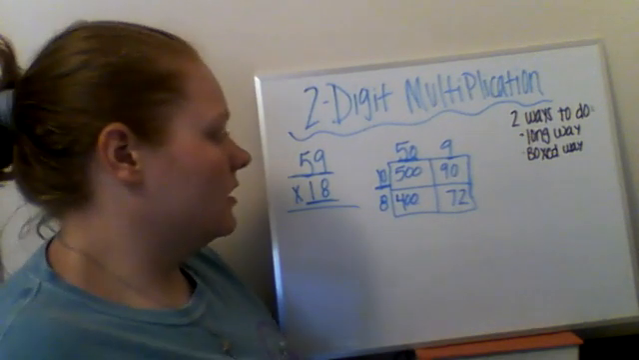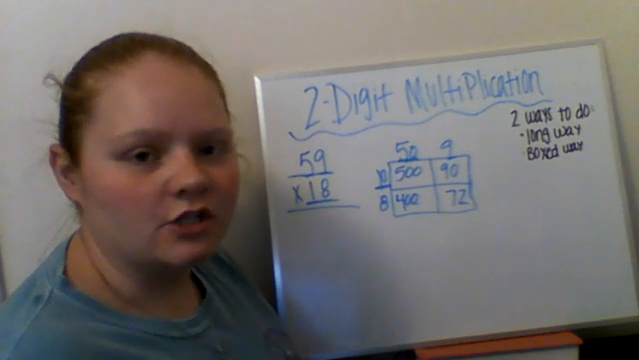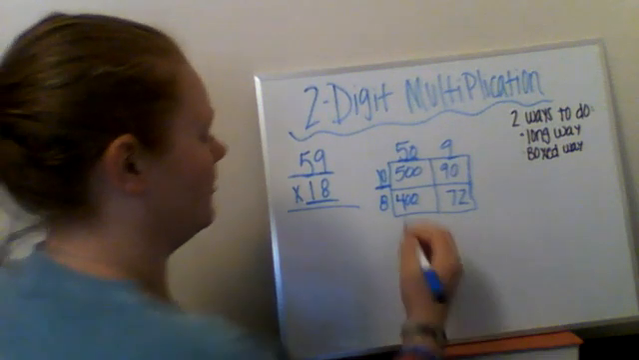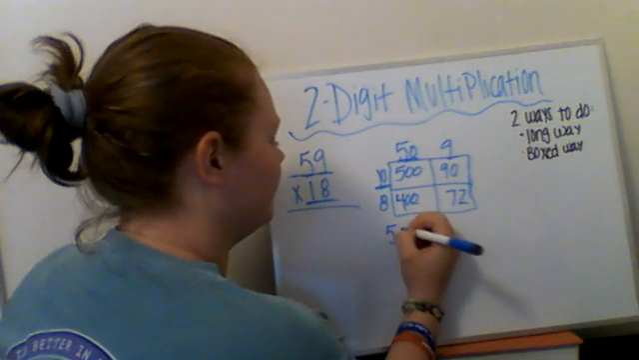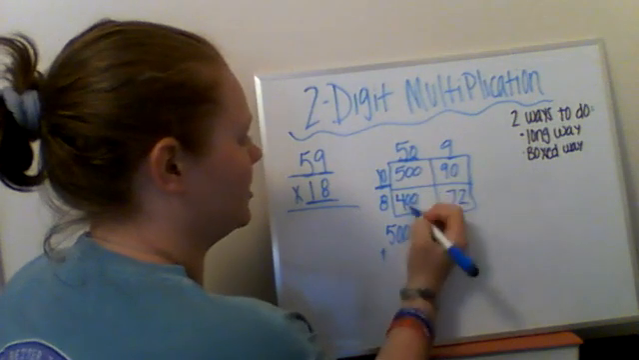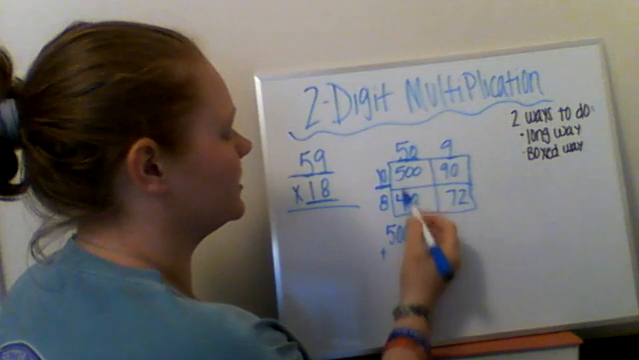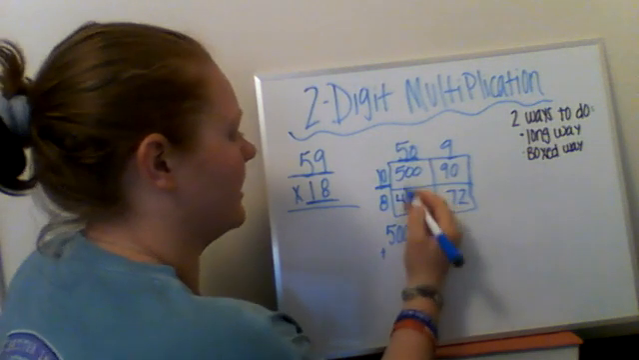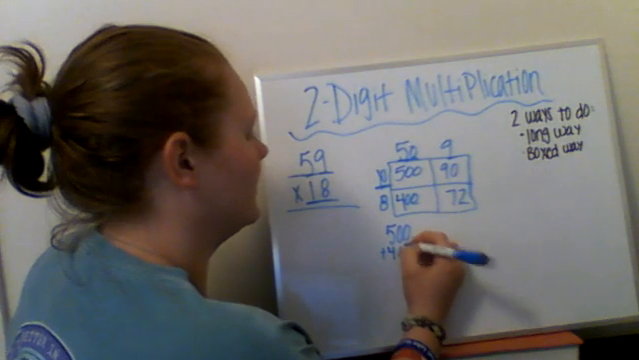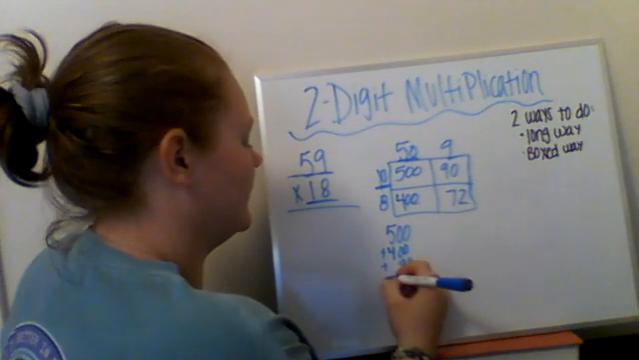Okay. So now when you get all your numbers in your boxes, what you do is add up all those numbers in the boxes. So I'm going to have 500 and I'm going to go this way, kind of clockwise. I'm going to keep the 3 digits together and then the 2 digits together. So I'm going to go 500 plus 400, then plus 90, then plus 72.